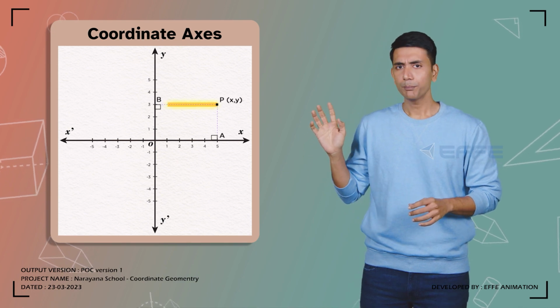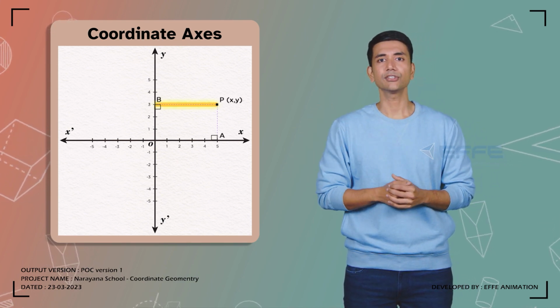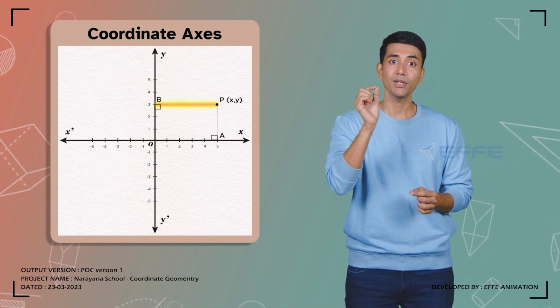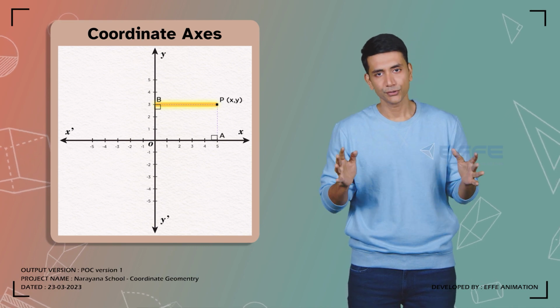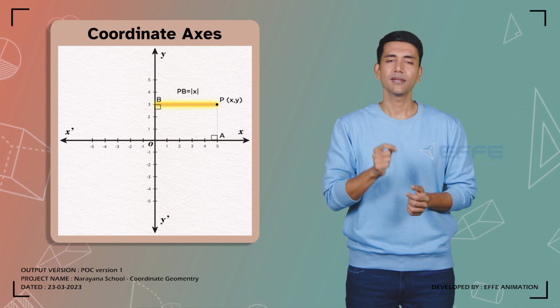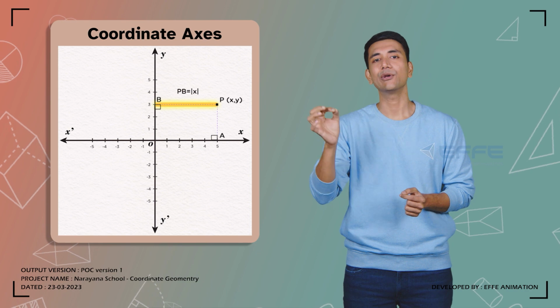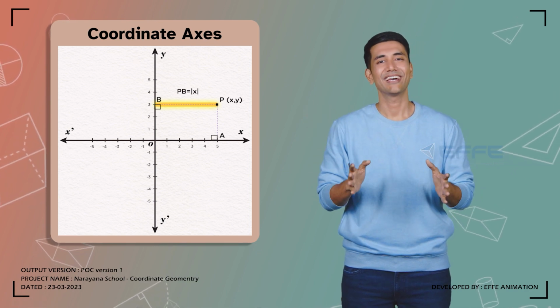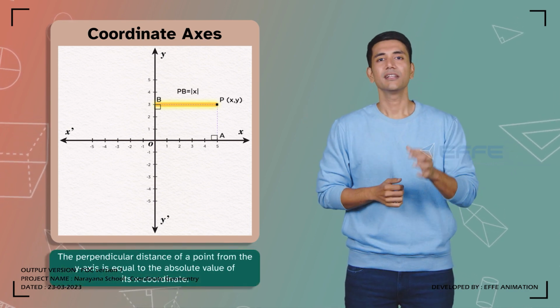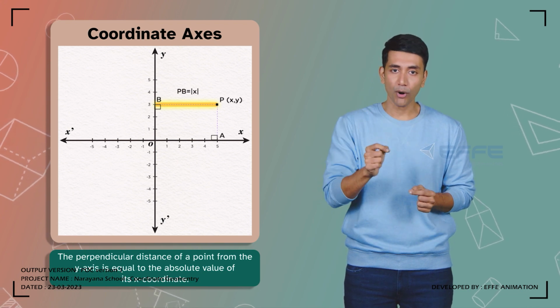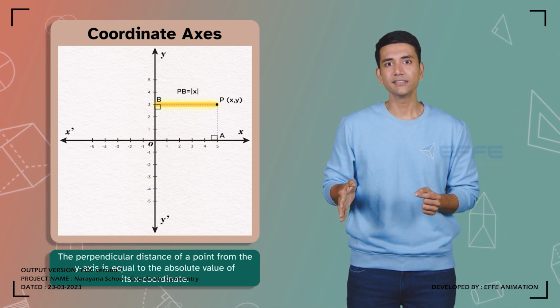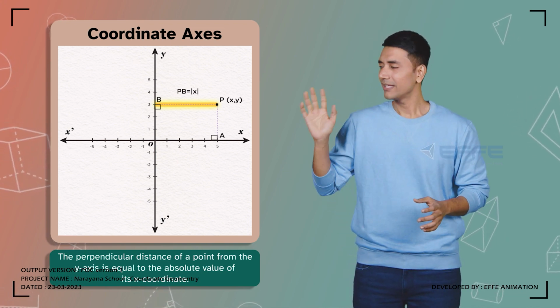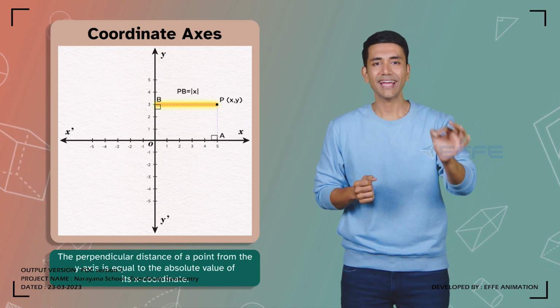Similarly, PB represents the distance of point P from the y-axis. So, the length of PB is equal to the absolute value of x. Therefore, we can say that the perpendicular distance of a point from the y-axis is equal to the absolute value of its x-coordinate.